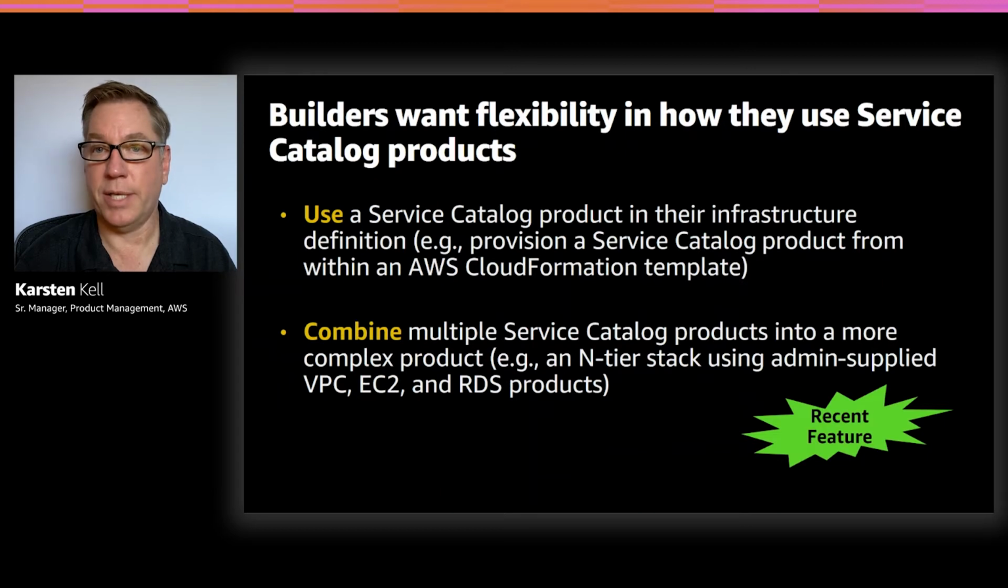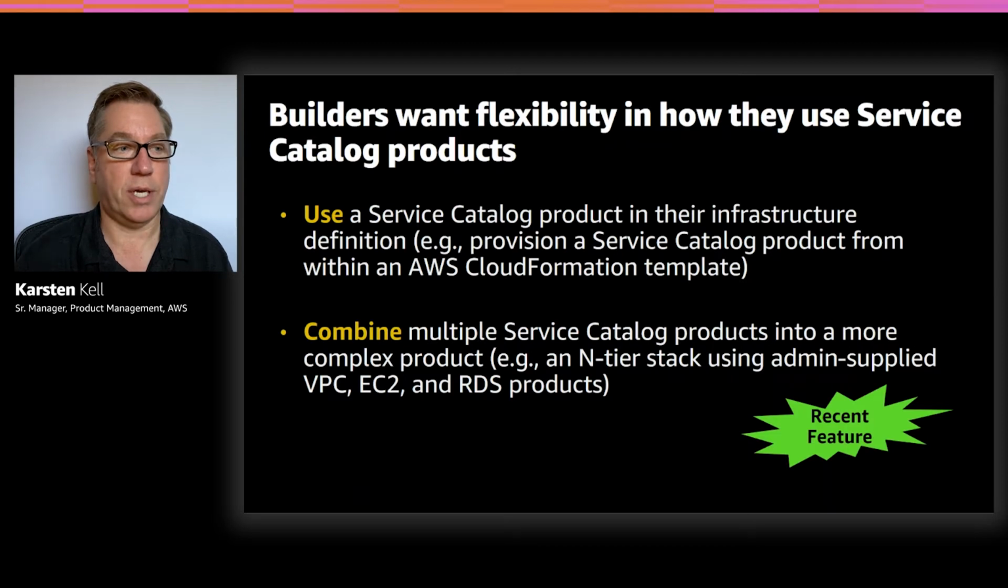You can also use our API and CLI. We have APIs and CLIs for doing any of the actions that you can do in the console. And we also have something that are called CloudFormation resources. So you can actually embed calls to Service Catalog from within a CloudFormation template. So the way that end users use this is they just use the product directly, or they can combine multiple Service Catalog products. And this is a fairly recent feature that we've added to Service Catalog.